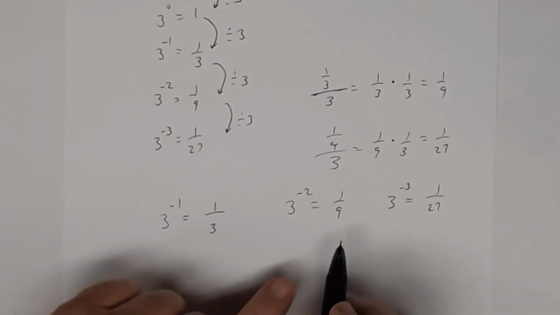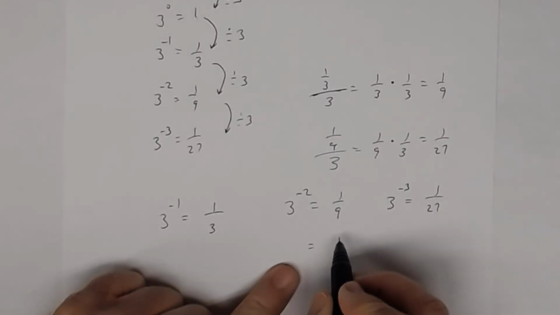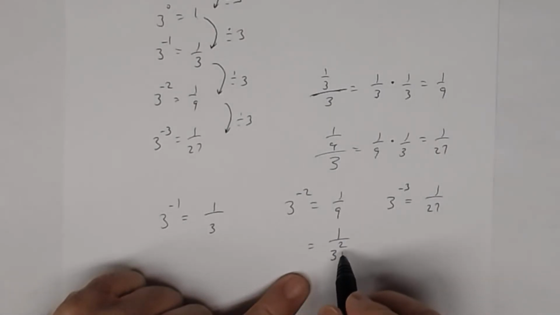Okay. Look at 9 right here. Do you all agree that 1/9 means the same thing as 1 divided by 3 squared, because 9 is 3 squared?